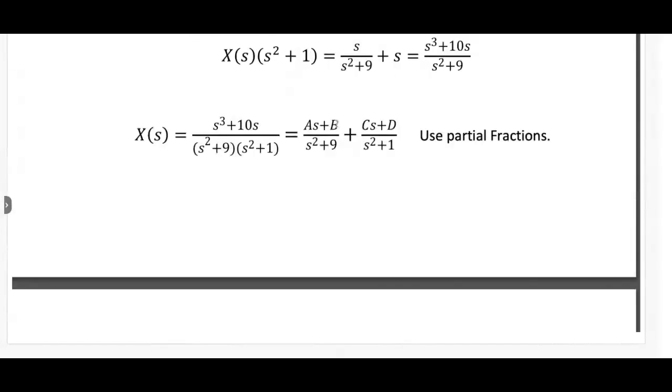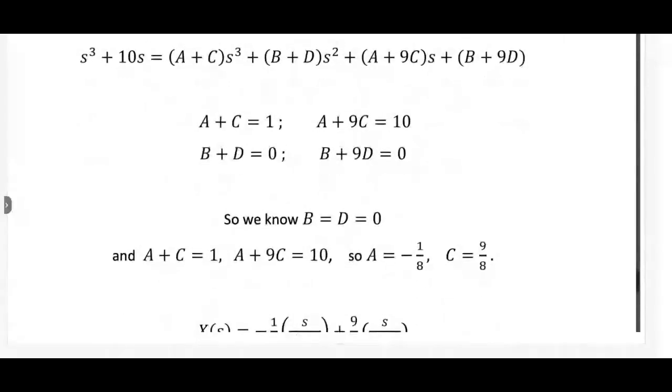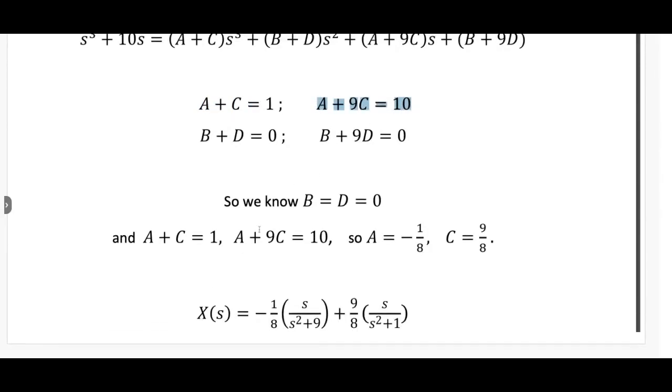Where do b and d appear? So b is here, d is here. That means the numerator will only have a number multiplied by s, a number multiplied by s. Let's solve a and c. a and c will have a plus c equals 1, a plus 9c equals 10. We have a system of two equations with two variables. So we can solve.